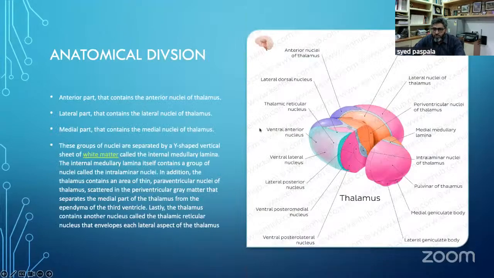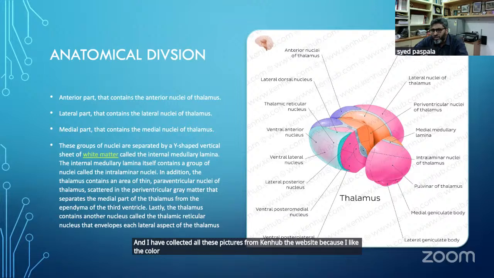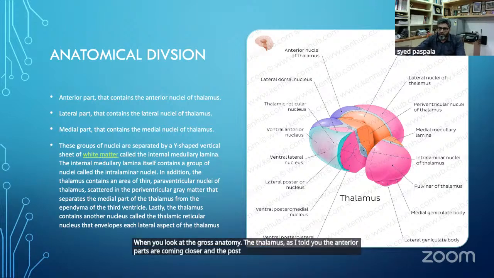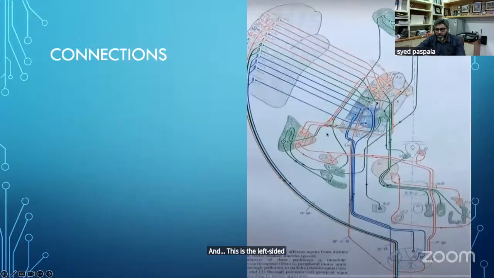And I have collected all these pictures from Kenhub, the website, because I like the color and the orientation of the anatomical structures here. When you look at the gross anatomy of the thalamus, as I told you, the anterior parts are coming closer and the posterior poles are falling apart. And this is the left-sided thalamus.